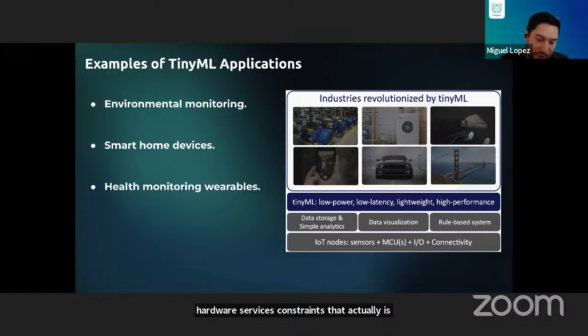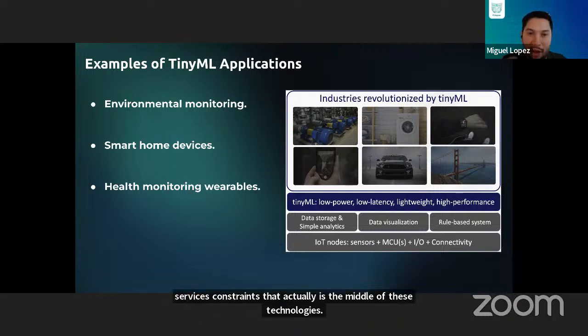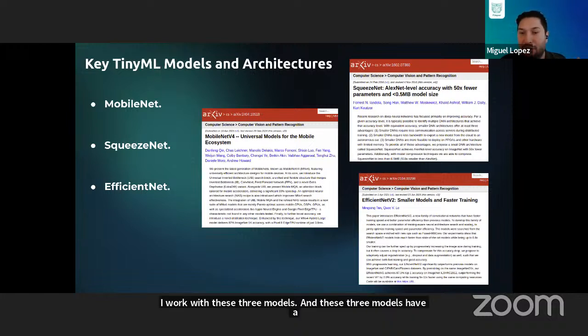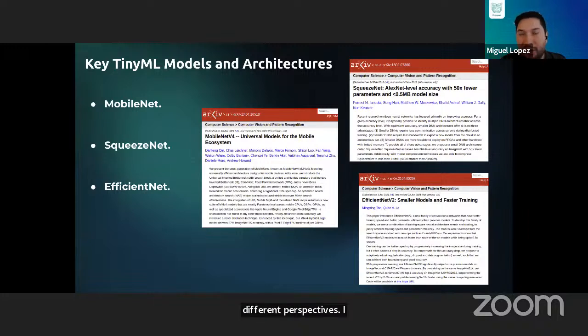Well, actually, if we do some research, there are these different models. In my PhD, I worked with these 3 models, and these 3 models have different perspectives. I mean, one is to adapt to mobile devices in order to reduce the computations and the space. And the other one is in order to maintain the accuracy, maintain the results without more parameters, more model size. And actually other ones like EfficientNet is for smaller models and faster training, because we have different problems here.